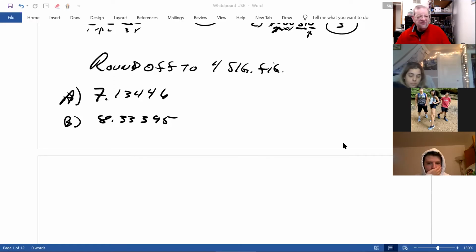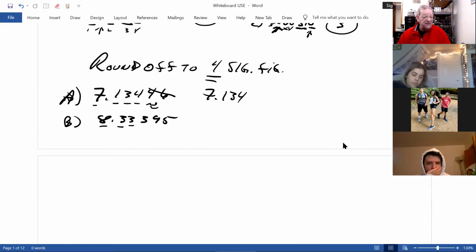For rounding off to 4 significant figures, keep the first non-zero number. Second, third, fourth. The next number is the one we use to round off. Is that 4 or less, or 5 or higher? 5 or higher. So that and everything else I'll drop, and this becomes 7.134.